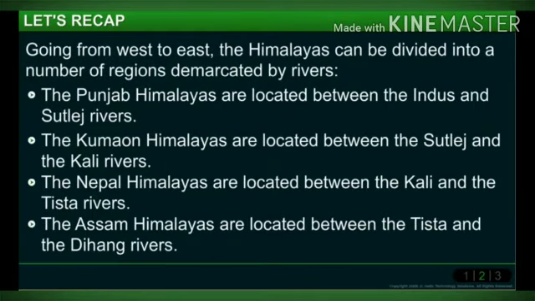Going from west to east, the Himalayas can be divided into a number of regions demarcated by rivers. The Punjab Himalayas are located between the Indus and Satluj rivers. The Kumaon Himalayas are located between the Satluj and the Kali rivers. The Nepal Himalayas are located between the Kali and the Tista rivers. The Assam Himalayas are located between the Tista and the Dihang rivers.